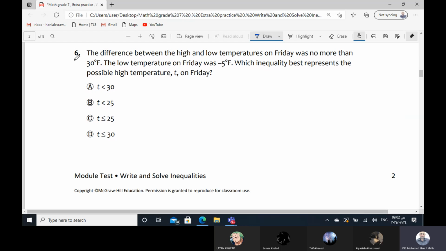Who can read exercise number 6, please? Mister, can I read it? Okay, start, please. The difference between the high and low temperatures on Friday was no more than 30 Fahrenheit. The low temperature on Friday was -5 Fahrenheit, which inequality best represents the possible high temperature T on Friday. Thank you, Lamar. I want from all to read it again, then tell me what is the right inequality here.